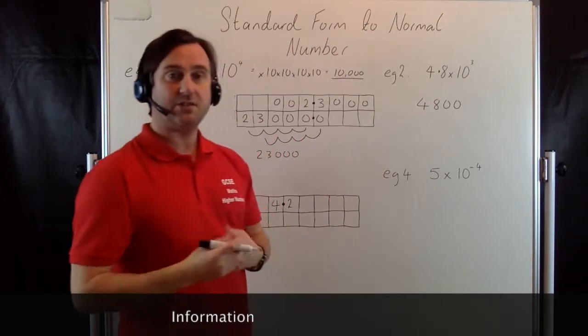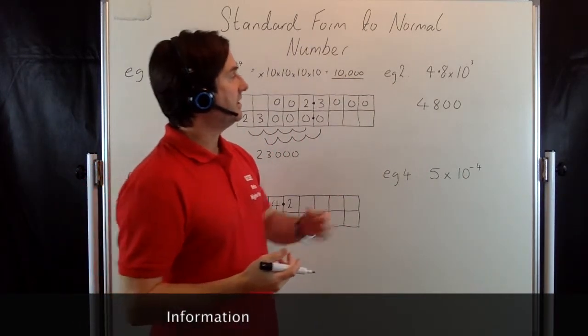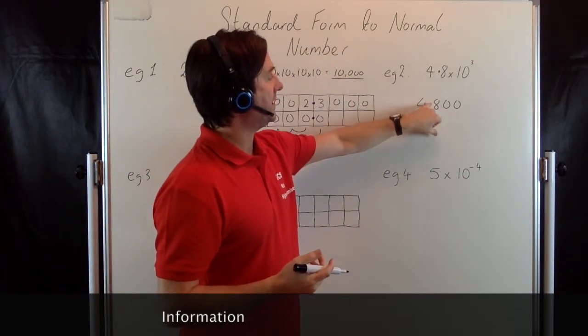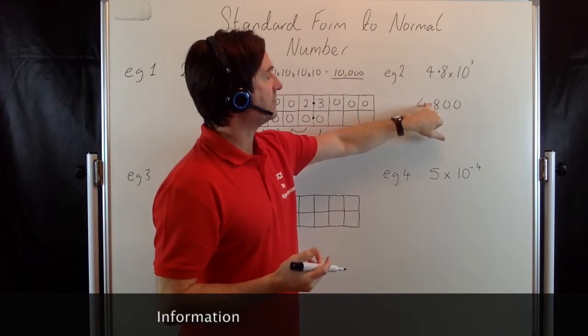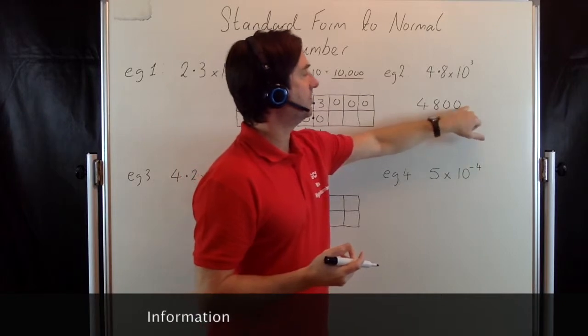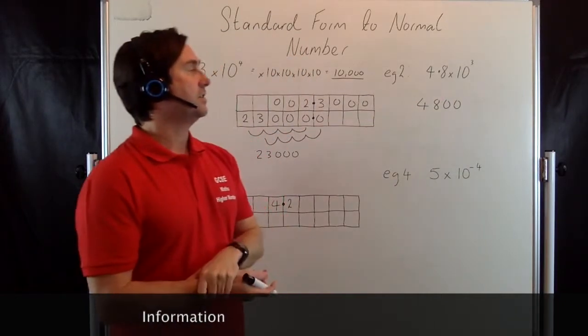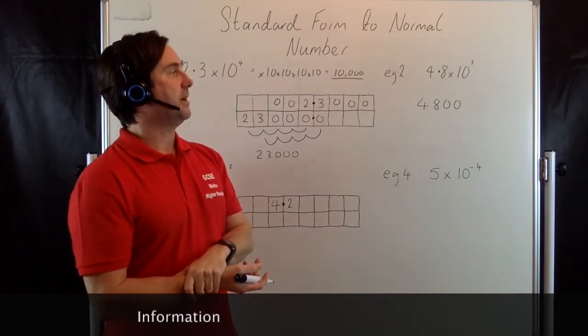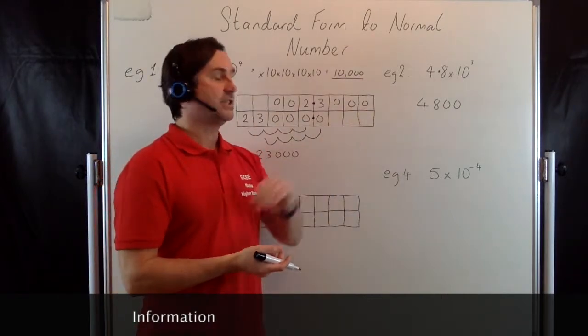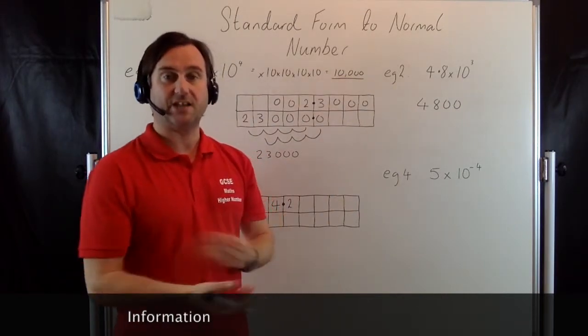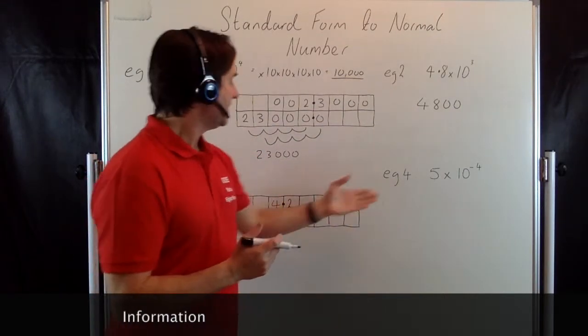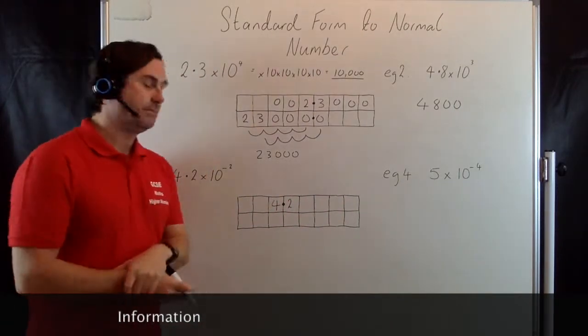It's always a good idea now to check whether we've done it correctly. So if we put the point in here, are we going to be able to move this 3 places to get to the end? 1, 2, 3. Yes, we are. So 4.8 times 10 to the power of 3 is the same as 4,800 as an integer. Let's have a look at the third example here.